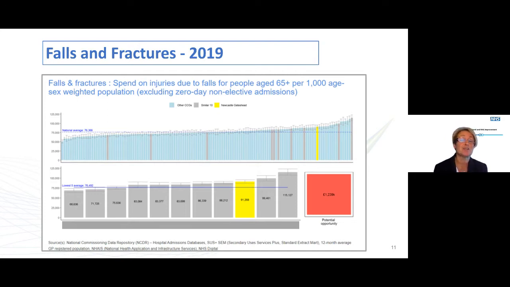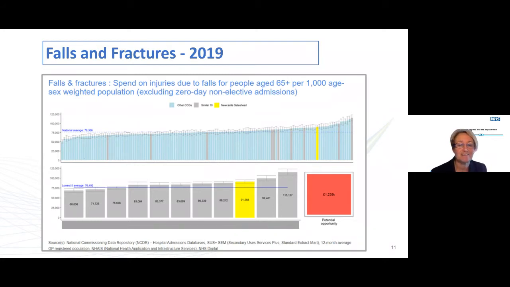And that whole saving of over £1 million would not be a saving into the CCG coffers, because some of it would have to be applied to resource the services required to support fragility fractures. But this is the sort of productivity opportunity that I would argue is released through looking at variation.